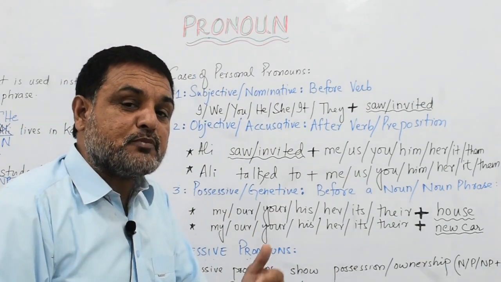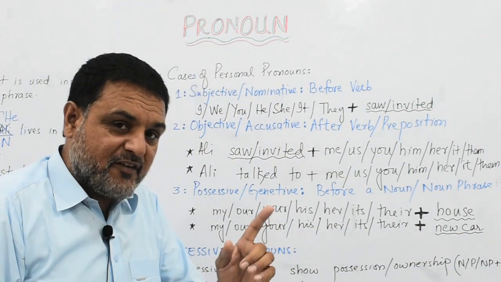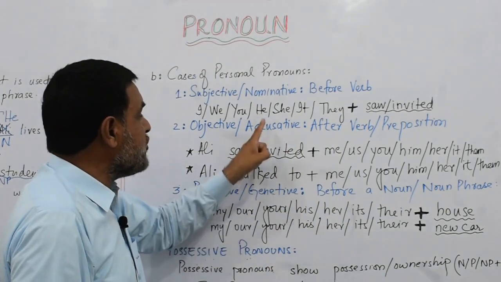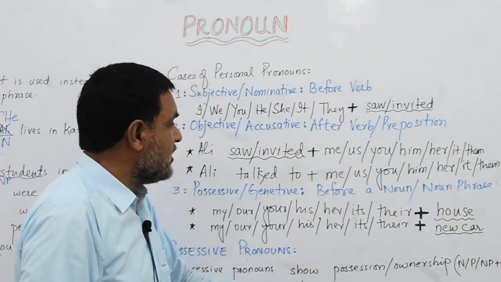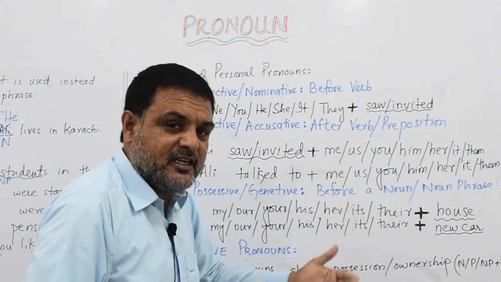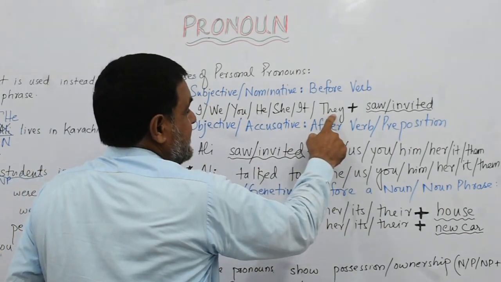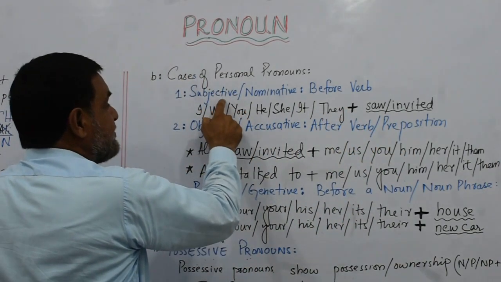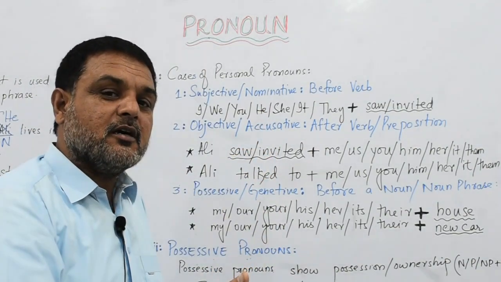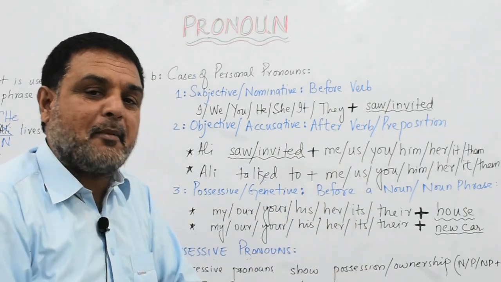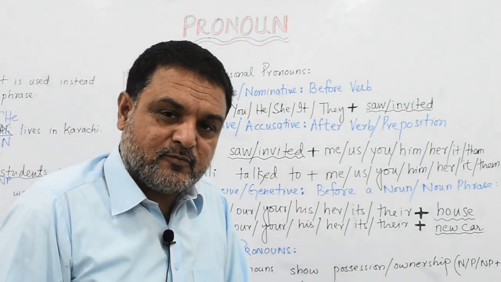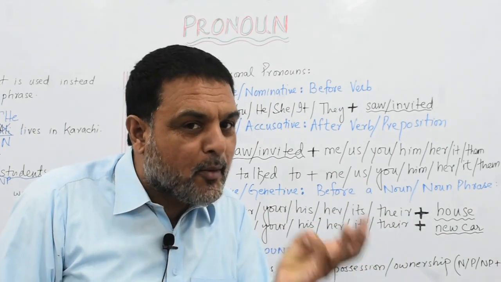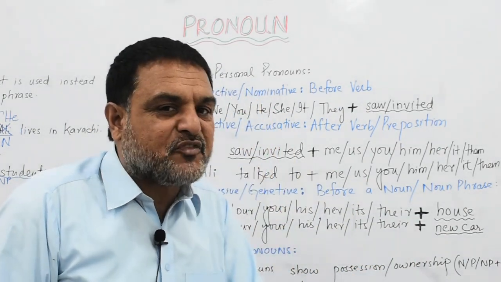Why? Because they have been used before the verb, and they have a different shape, a different case. If I say "me saw Ali," incorrect. If you say "him saw Ali," incorrect. If you say "them saw Ali," incorrect. So see, only these cases of the personal pronouns can be used before the verb. That's why all of them will be called the subjective or nominative case. Subjective also means the personal pronoun which is used as a subject. But remember, the universal formula is: when a personal pronoun is used before a verb, it is called the nominative case or the subjective case of the personal pronoun.